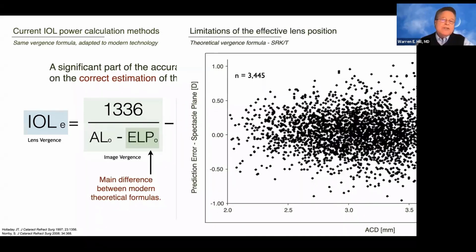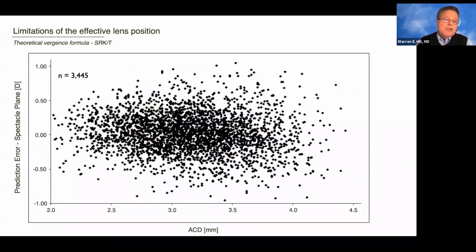So just by way of demonstration, here's a database of about 3,400 patients. We'll use the SRK/T formula. There's our half diopter accuracy. There's our accuracy outside half diopters. And again, half diopter accuracy in the 70% range, 70 to 80%, is very, very common.